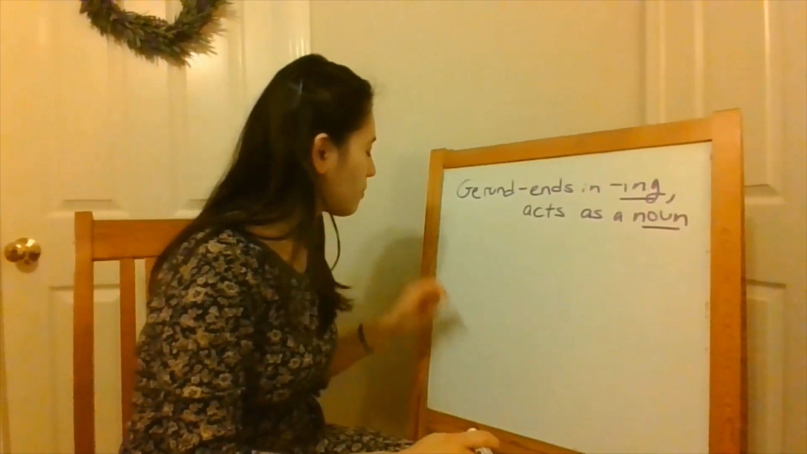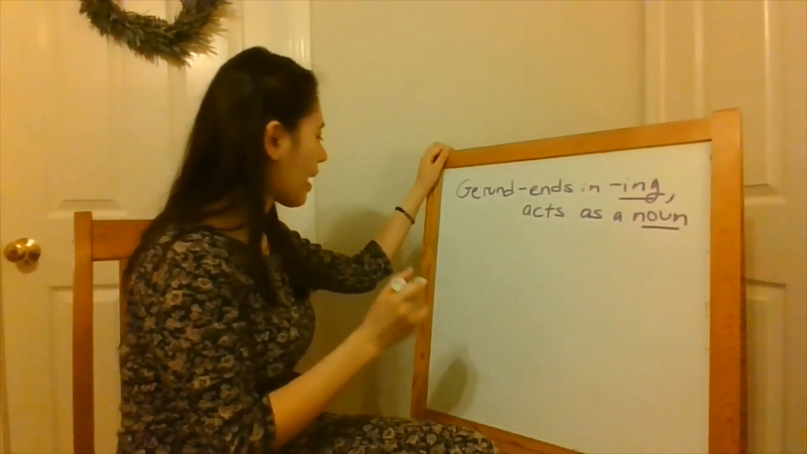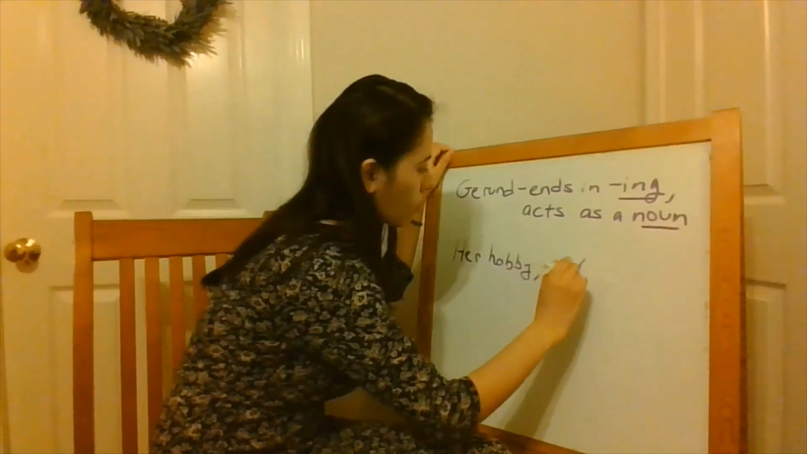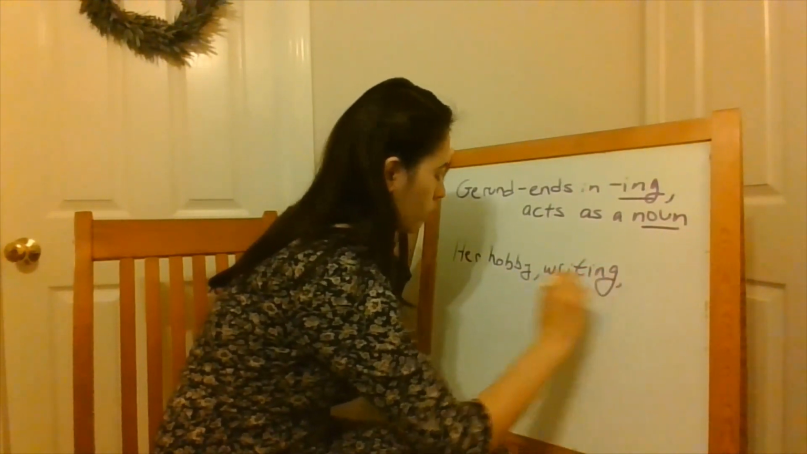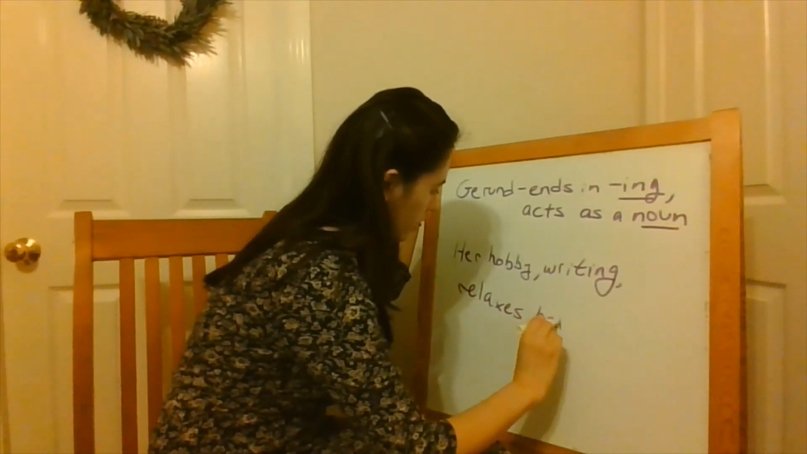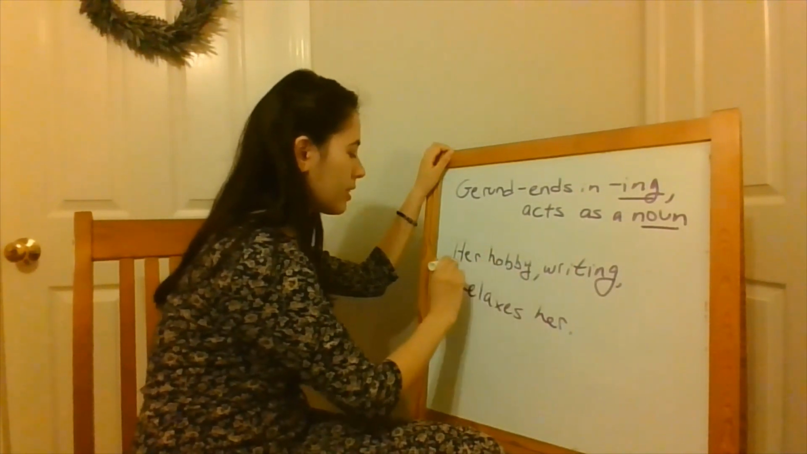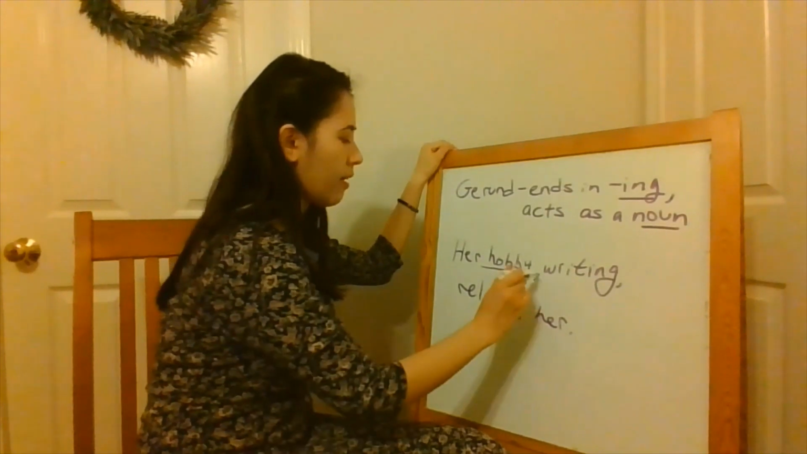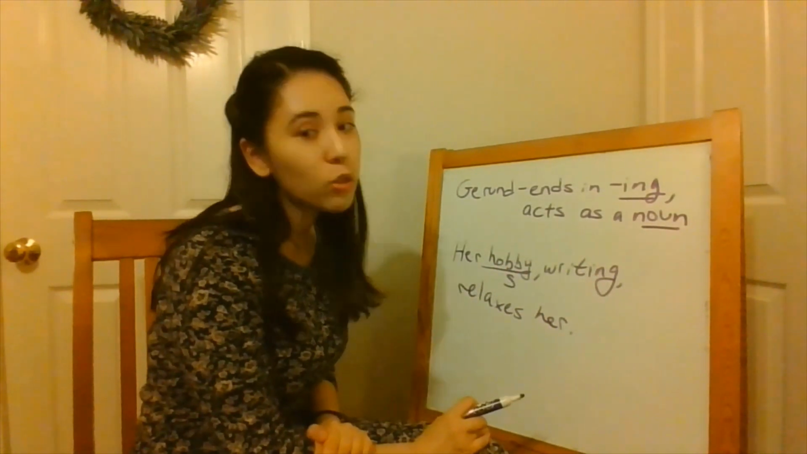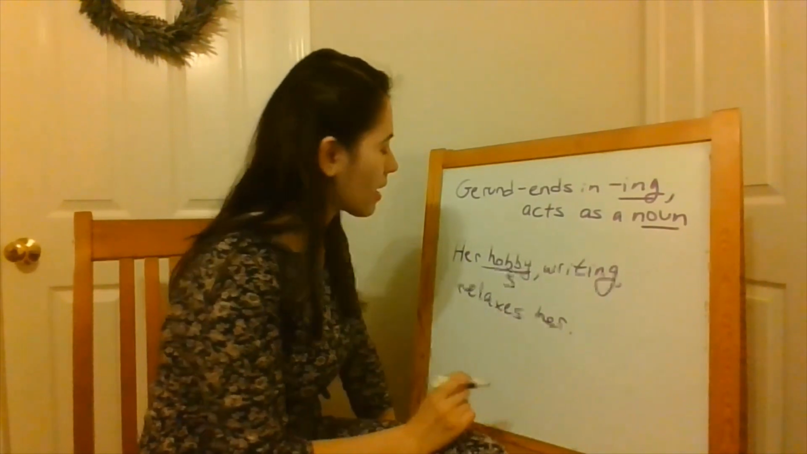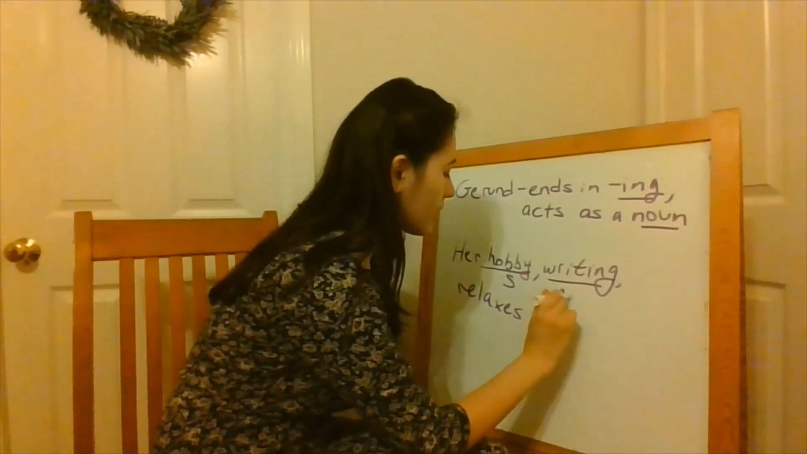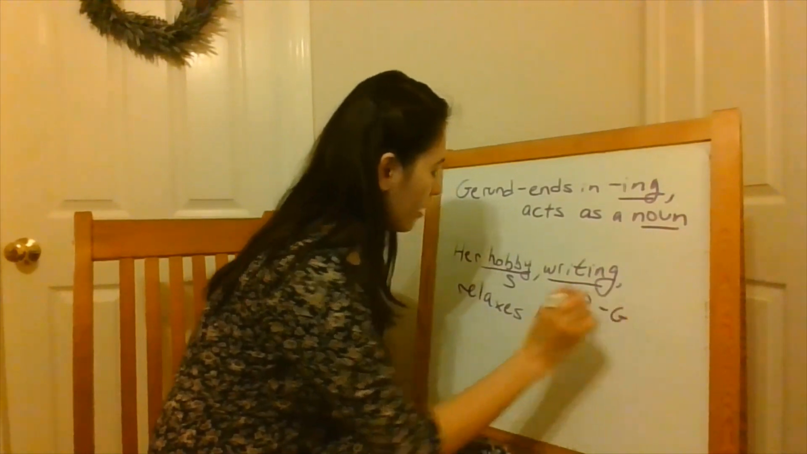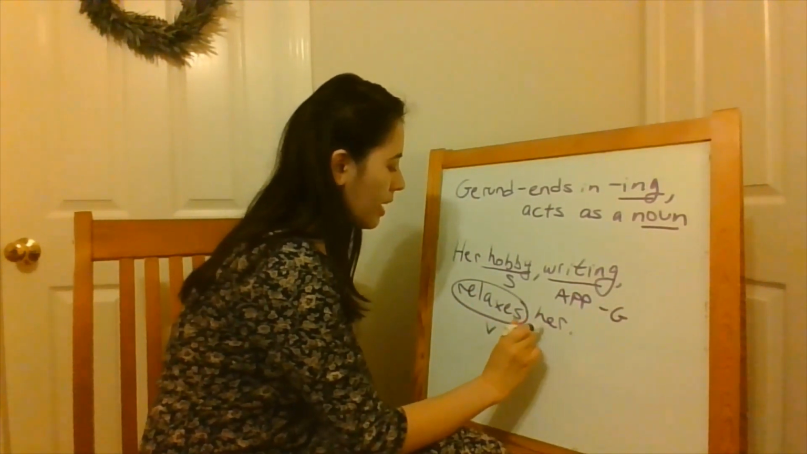Now let's look at a couple more examples, just so we really get it in there. So if I have, her hobby, writing, relaxes her. So we have her hobby. Hobby is our subject, and her is a possessive noun because it's her hobby. And then we have, oh look, 2 commas. Remember, typically we have 2 nouns, 2 commas for appositives. So that's a little tip off that this is an appositive. So it's acting as a noun, ends in ing, and that means it is a gerund. Then we have relaxes, which is our verb, and then finally we have her.